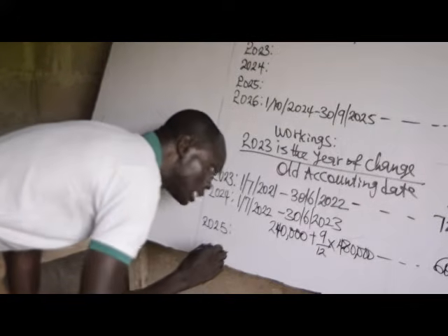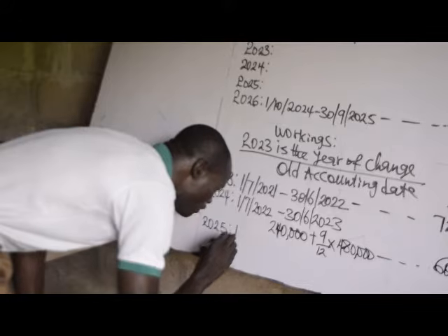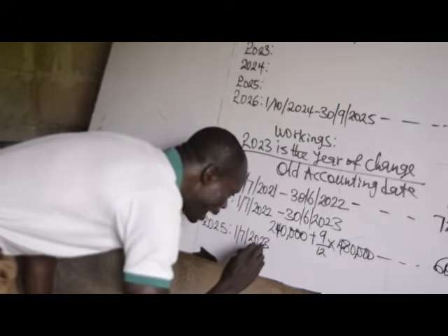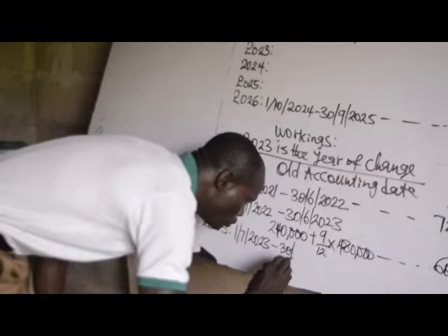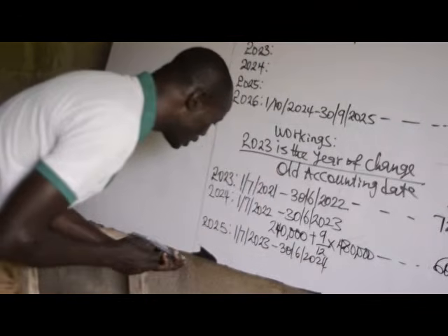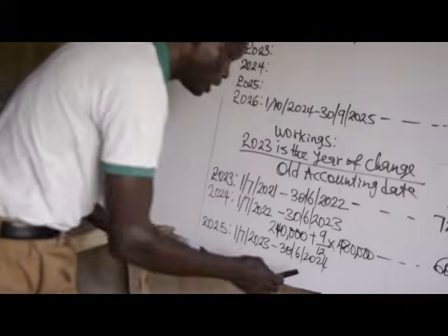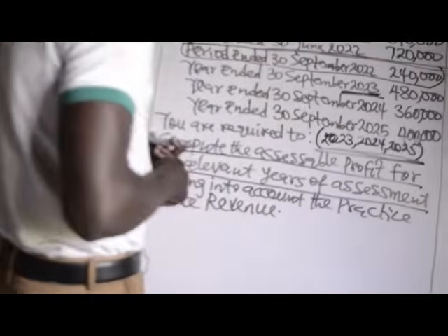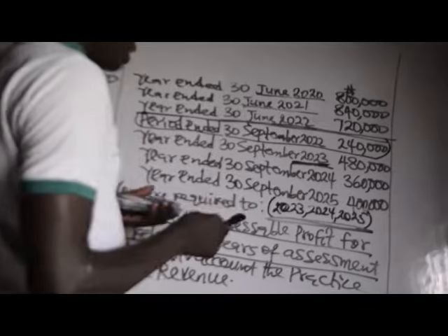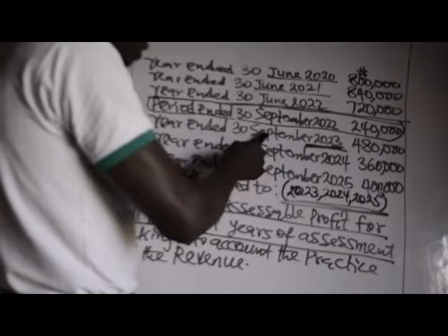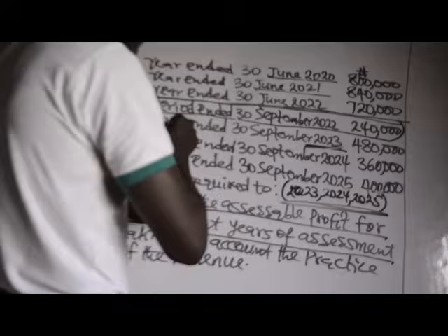After 2024, the third year of assessment is 2025. And the basis period using the old accounting date will be from 1st of July 2023, and that will end as at 30th of June 2024. Where can we get July 2023 to June 2024? Back to the question. So we need July 2023. Now we can get July 2023 here from this 480,000.